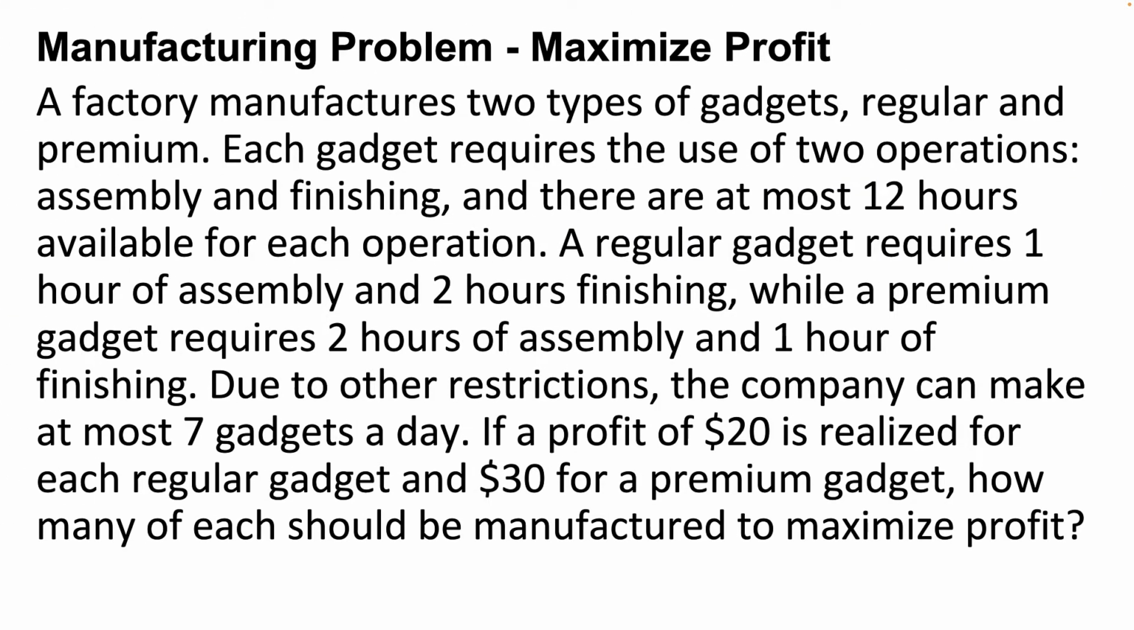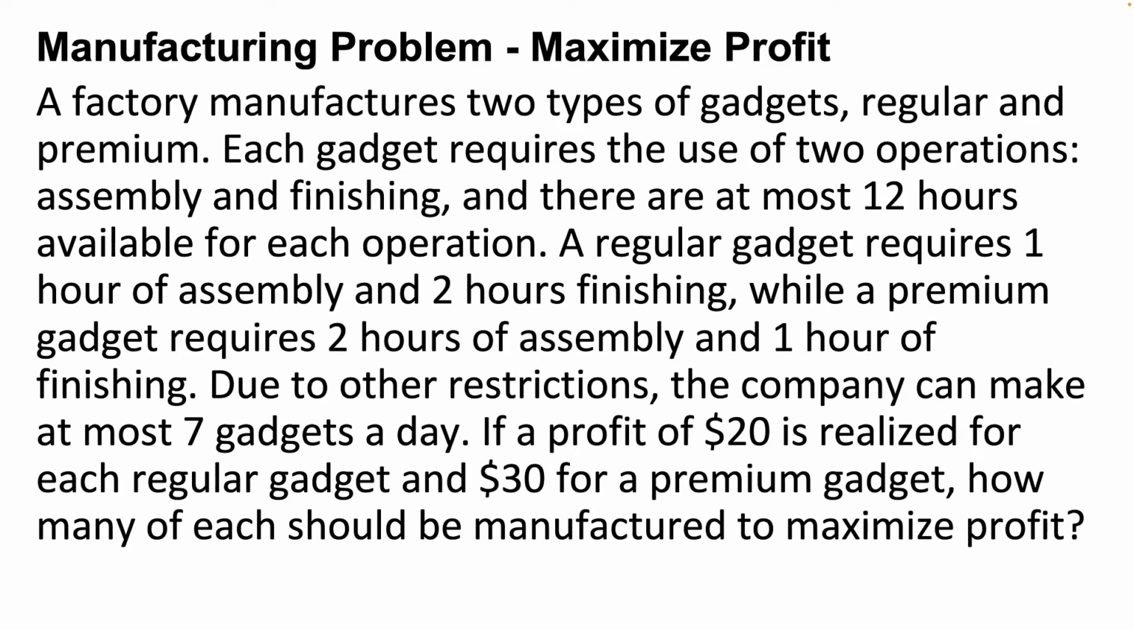Let's take a look at our first example. This is a manufacturing problem. A factory manufactures 2 types of gadgets, regular and premium. Each gadget requires the use of 2 operations, assembly and finishing, and there are at most 12 hours available for each operation. A regular gadget requires 1 hour of assembly and 2 hours of finishing, while a premium gadget requires 2 hours of assembly and 1 hour of finishing.